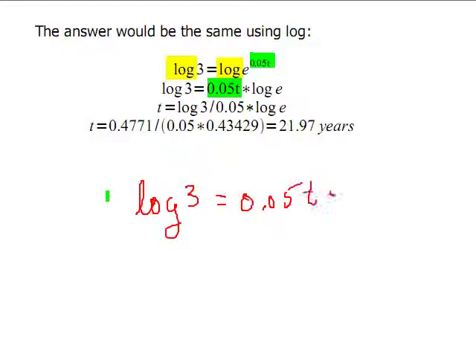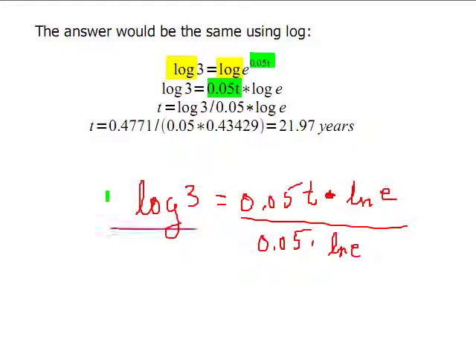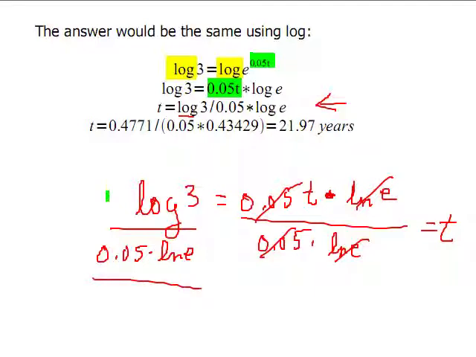0.05t times log of e. To isolate the t, I divide by the 0.05 times the log of e. This is multiplication. Same on the other side. And of course, all I'm left with by design is just t on this side, time. So that's what I have on this line. t is log of 3 here, divided by 0.05 times the log of e.